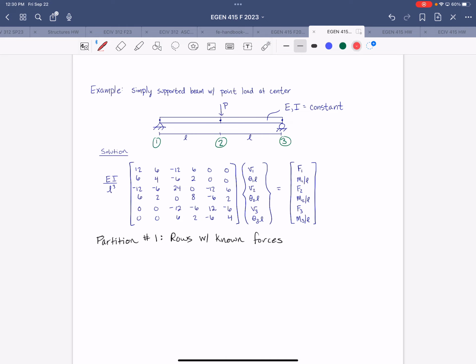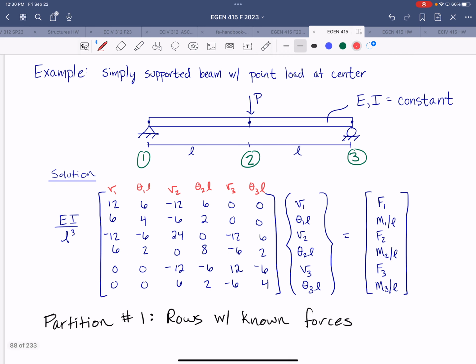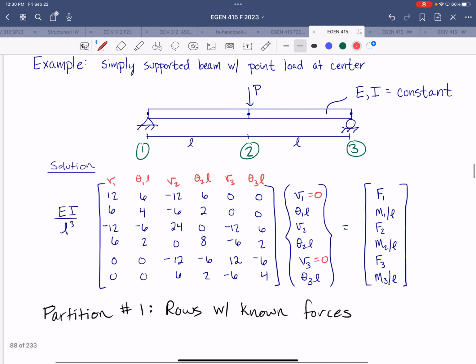So, all right, back to this example then. I'm going to label the columns here. So we have our columns associated with displacements in order. And imposing boundary conditions, we have a simply supported beam, so V1 is 0 and V3 is 0. That's all we can say for this problem. But that allows us to eliminate the columns associated with those two displacements.